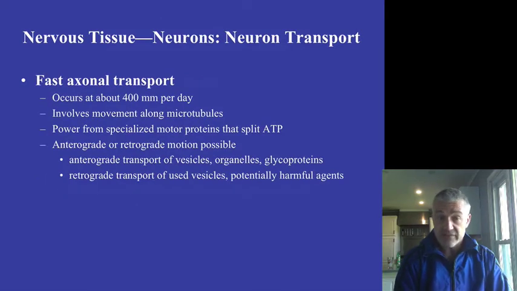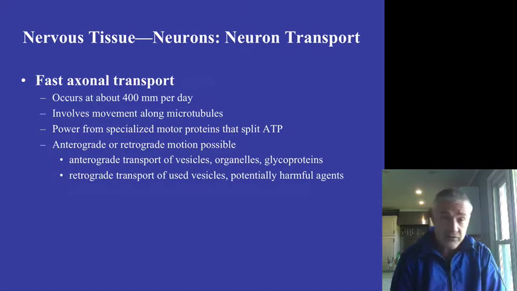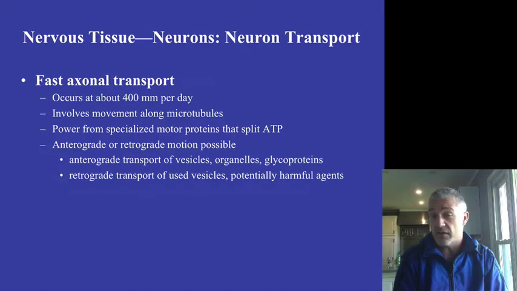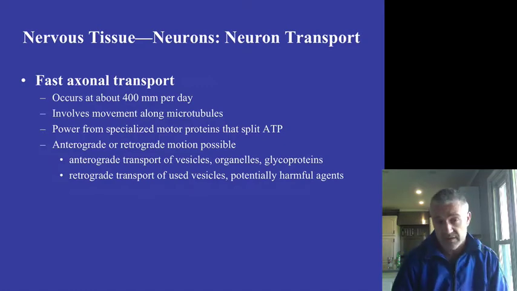So we actively use ATP to do what is called fast axonal transport. So 400 millimeters a day. 10 millimeters is a centimeter, so we're talking 40 centimeters a day. This is using the microtubules and ATP. This can be anterograde or retrograde. So we're moving a lot of vesicles and other things down to the end there. Used vesicles, other harmful things we might be moving back up to the cell body.